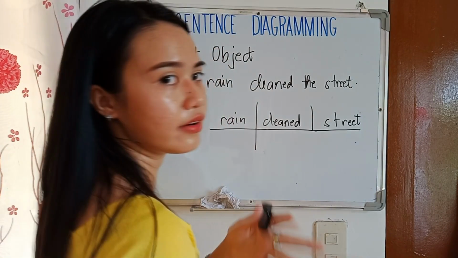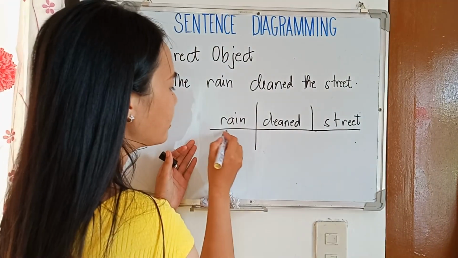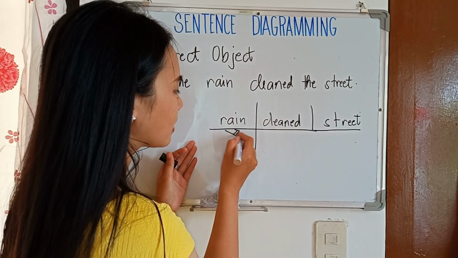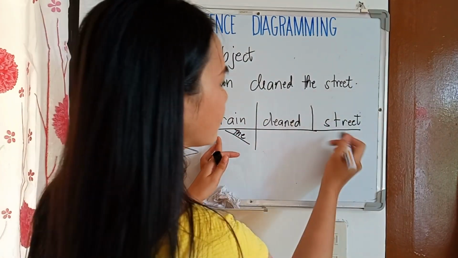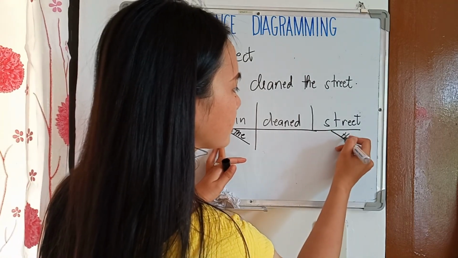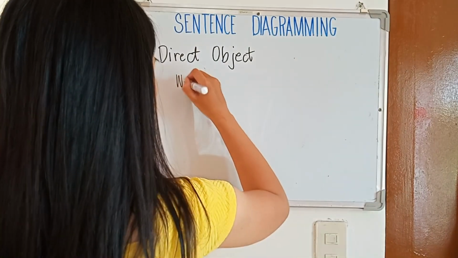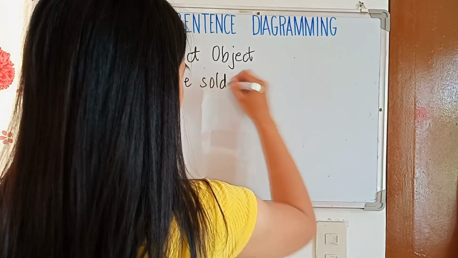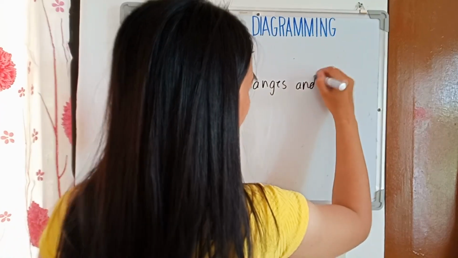And since there are determiners or adjectives here, we're going to write it here. The, below the rain, because it describes the rain. Capital letter T, cleaned the street. So another the before street. There you go. We sold oranges and apples.